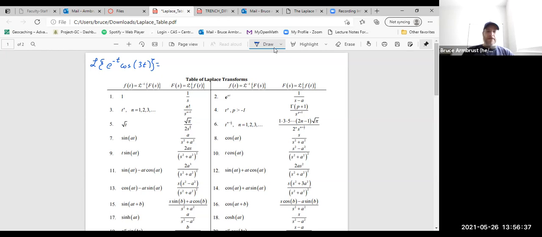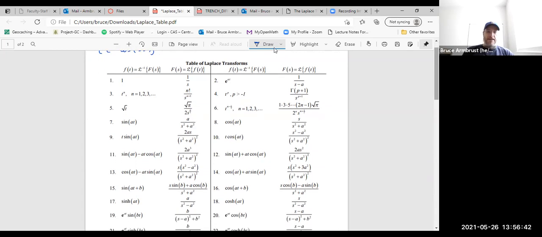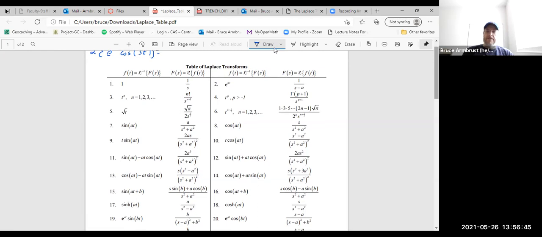We're going to go down until we see a form that looks like e to the minus t cosine 3t, and we don't have to go very far. Here it is, number 20 on our list: e to the at cosine of bt. We're going to use this one where a is -1 and b is 3. That gives us s plus 1 over s plus 1 squared plus 9.